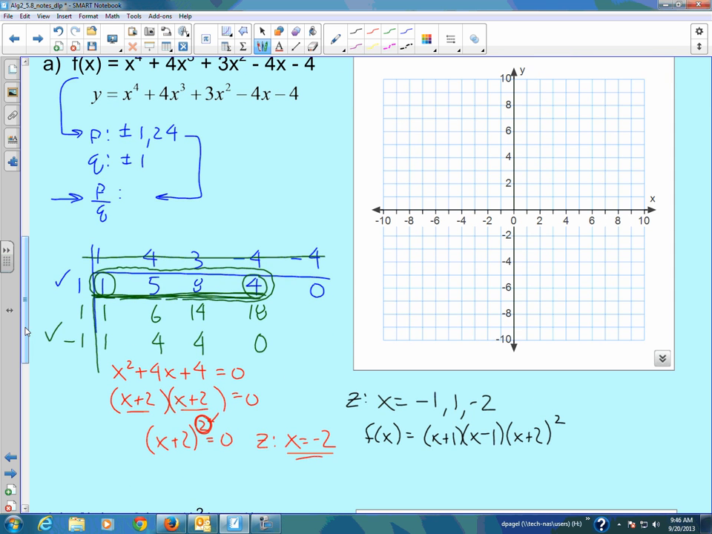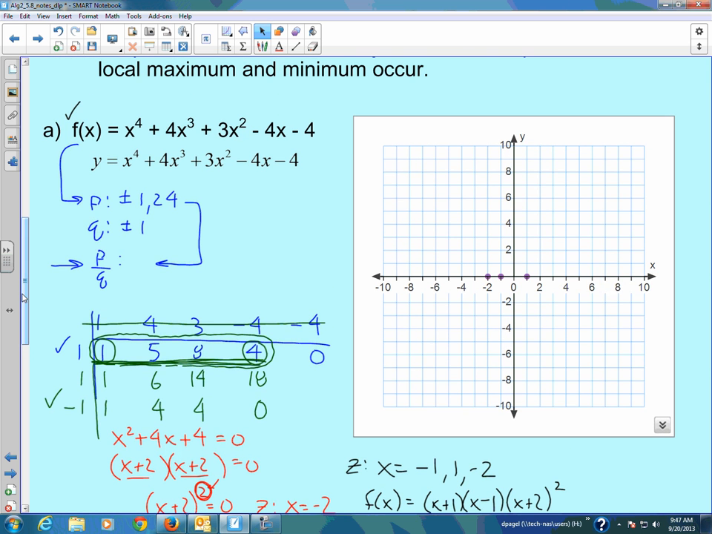But let's use all of our factors here and see if we can draw our sketch. So, negative 1, and 1, and negative 2. Okay, if I do this right, I'm going to bounce off of that 2. Looking at the degree of the function, can't forget to do this, our degree is even, fourth degree, and our lead coefficient is positive.